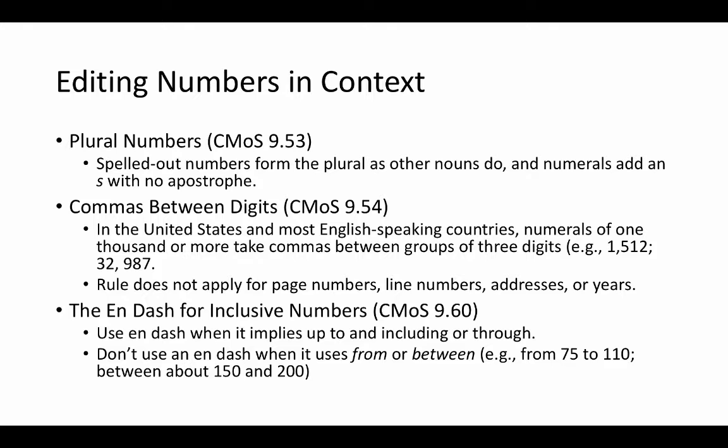Use an en dash when it implies up to and including or through. So this goes back to the punctuation rules. This is a bit of a review, but here's an extra different addition to it. When we're saying if we had 75 to 110, it could be 75–110. But if the sentence is using the words from or between, do not use an en dash. So from 75 to 110, do not use an en dash there because they're using from. If we're talking about between about 150 and 200, we do not use an en dash because we use the word between.